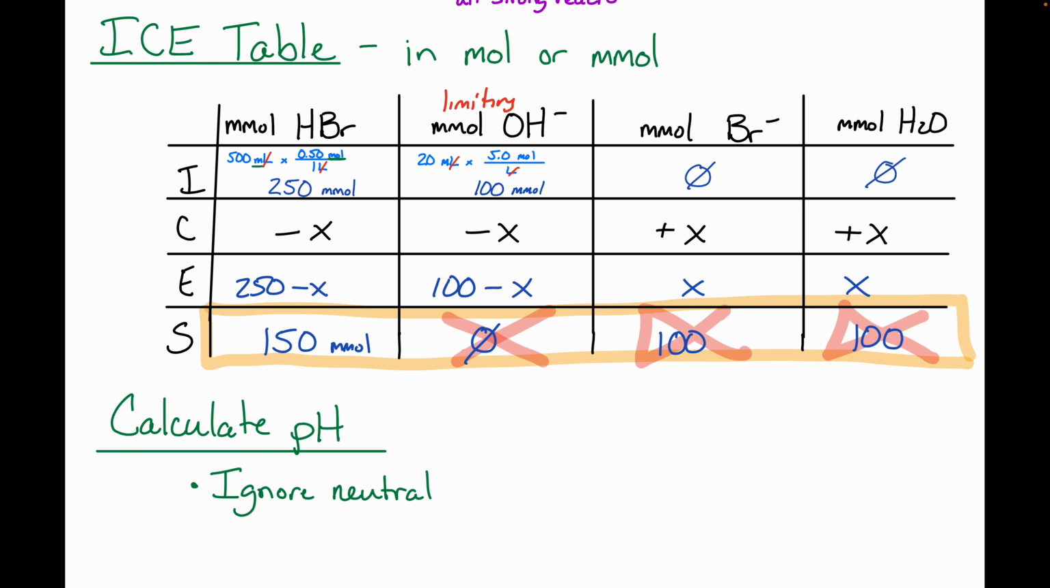So what I'm left with is simply just a solution of strong acid HBr. And so I can calculate my pH the same way I do for other solutions. There's just one catch here. All right, because we converted to moles in order to do our ice table correctly, now we're going to have to convert back to molarity.